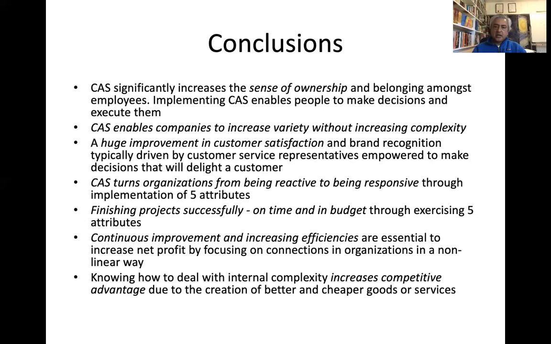And finally, it allows an organization to increase competitive advantage due to the creation of better and cheaper goods or services.